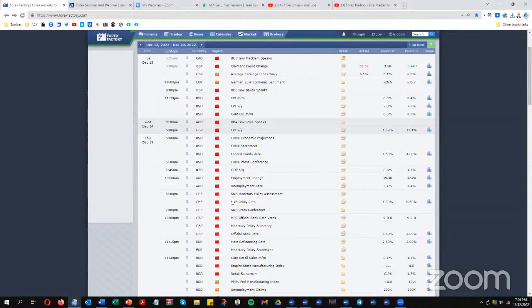So what you don't want to do is blow yourself out of the water, do some major damage to your account when we have these very risky events coming out. So it is a question of trying to dodge the risk and then trade at the moment.